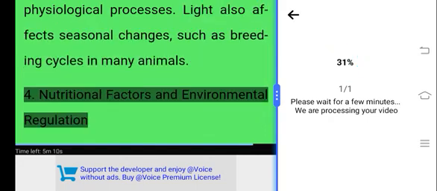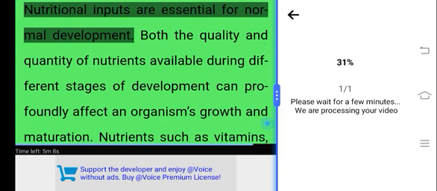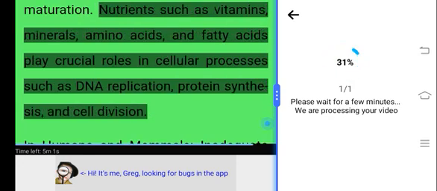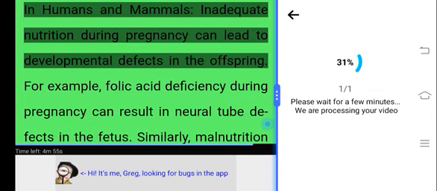4. Nutritional factors and environmental regulation. Nutritional inputs are essential for normal development. Both the quality and quantity of nutrients available during different stages of development can profoundly affect an organism's growth and maturation. Nutrients such as vitamins, minerals, amino acids, and fatty acids play crucial roles in cellular processes such as DNA replication, protein synthesis, and cell division.